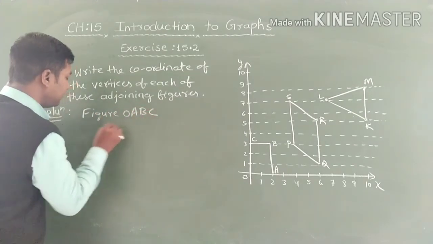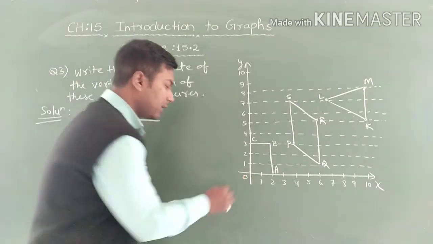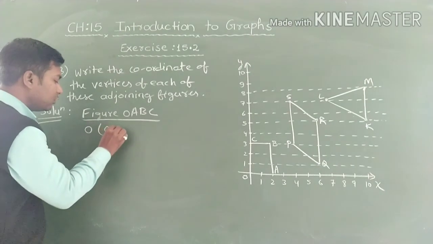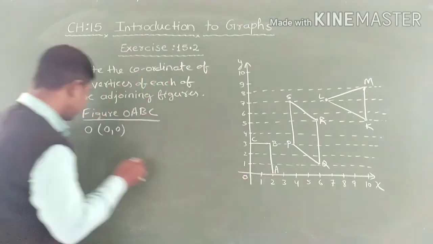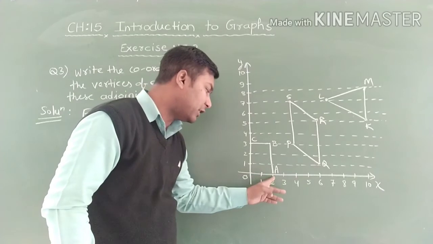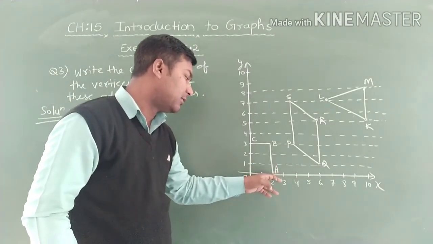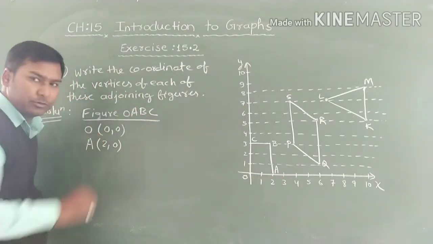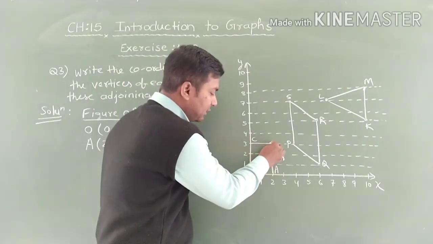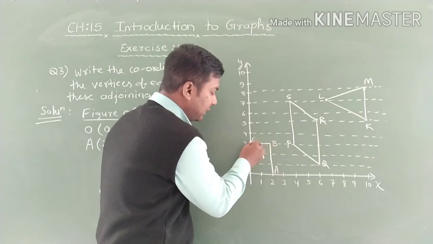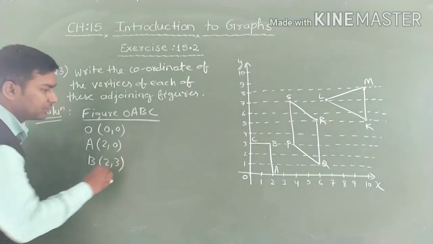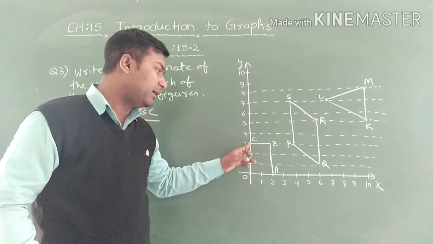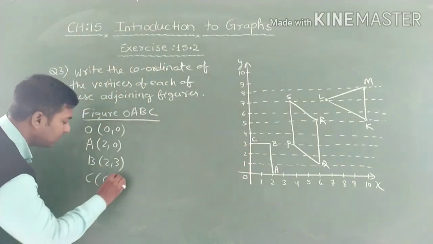O, A, B, C. The coordinate of O will be 0, 0, because at the x-axis it is 0 and at the y-axis it is also 0. Similarly at point A, x is 2 and y will be 0, so A is 2, 0. At point B, x is 2 and y will be 3, so it will be 2, 3. At point C, x will be 0 and y will be 3, so C is 0, 3.